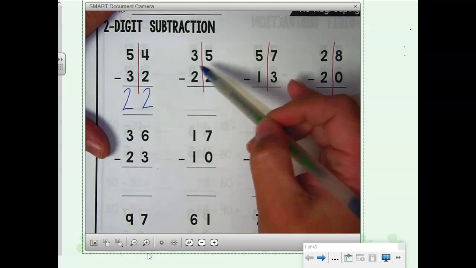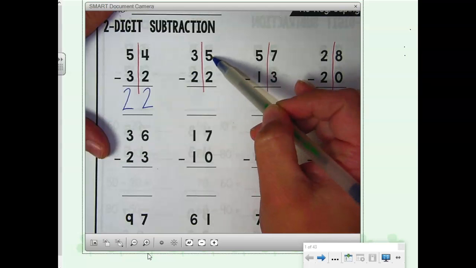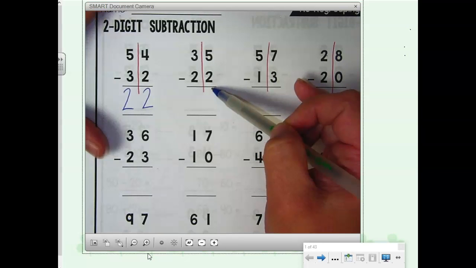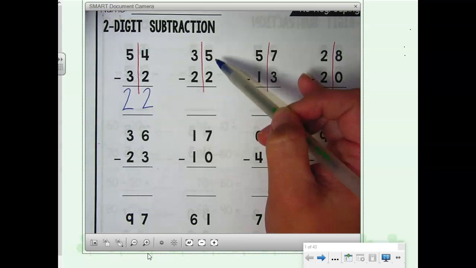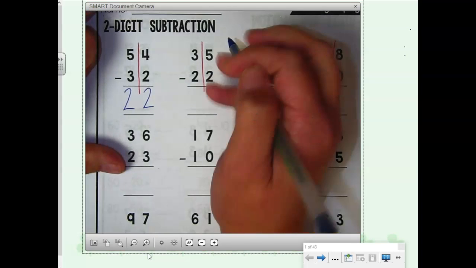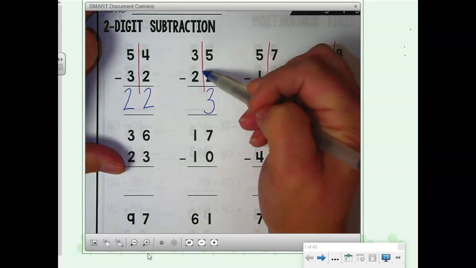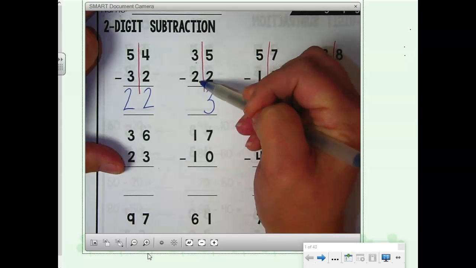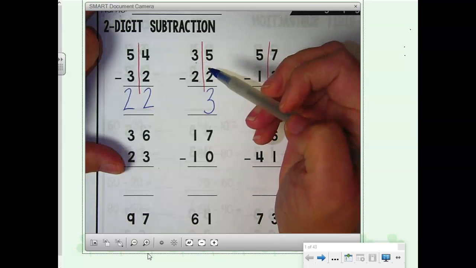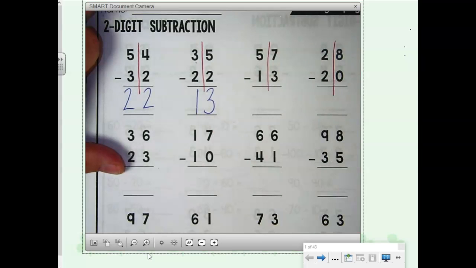All right, 35 minus 22. Start in your ones column. Start on the right. 5 minus 2. So 5, 4, 3. 3 minus 2 is 1. Our answer is 13.